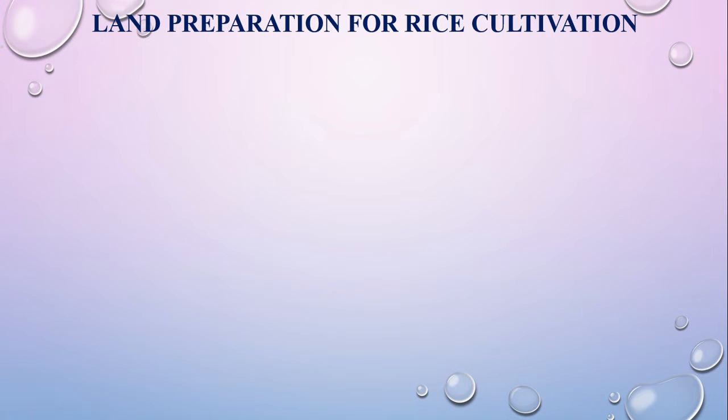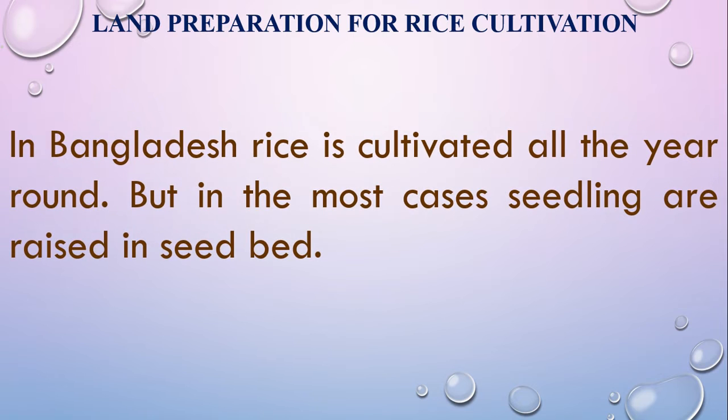So how do we cultivate the rice land? Basically, we raise the seedlings in a different land and transplant the seedlings in the main field. In Bangladesh, rice is cultivated all year round, but in most cases seedlings are raised in a seed bed. That means we prepare the seed bed in different places, raise the seedlings, bring them to the main field and transplant them. So we have to prepare the main field first.